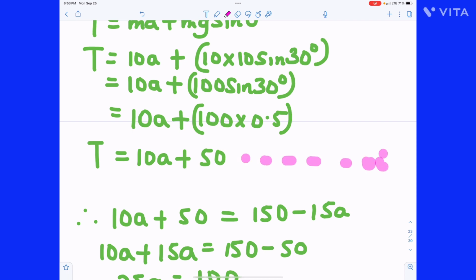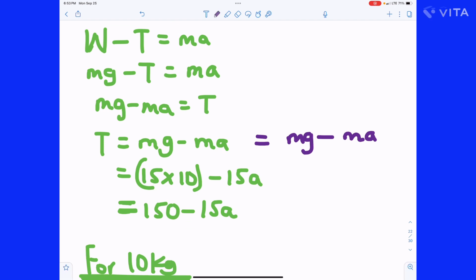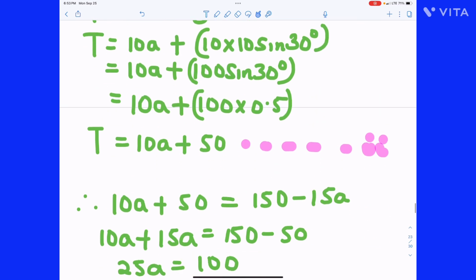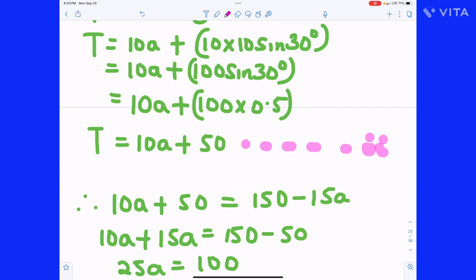We have this as our equation 2, and we have this as our equation 1. Tension is this, and tension is also this. So tension is 150 minus 15a. Tension in the string is also 10a plus 50. So I can equate the two to each other. Are you getting what I'm saying, senior?